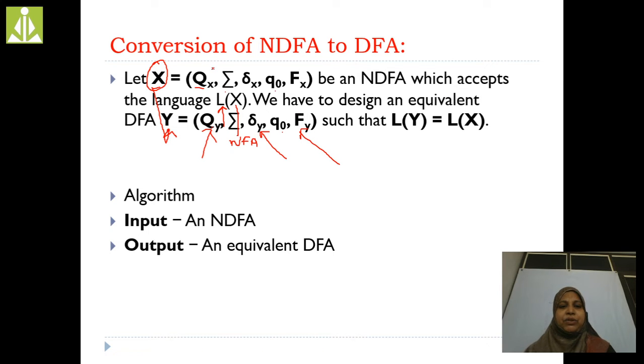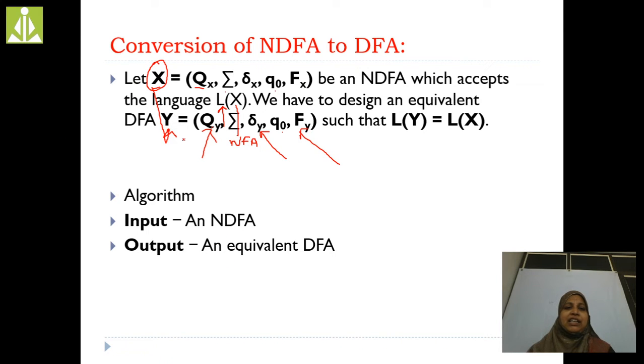Whenever we convert any NDFA to DFA, we have to construct the new states. Then we perform the same operations on the same inputs, and we construct the transition table. The initial state of the NDFA is the same in the DFA. Then we have to construct the final states in the DFA.